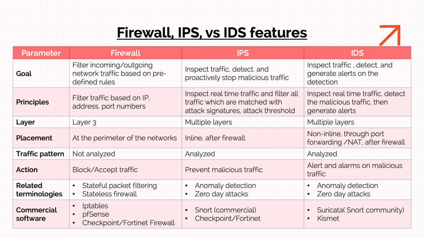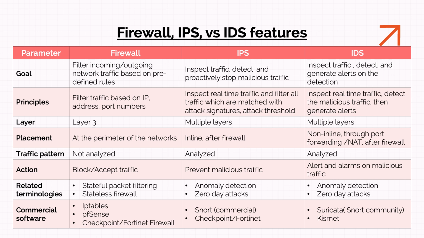A firewall can filter the traffic by the IP address and just the port number. But IPS or IDS can inspect the traffic in real time and detect malicious traffic more accurately, and they can alert. IPS can support prevention: they can block or drop traffic. But IDS just detects and generates alerts, and does nothing else, okay?